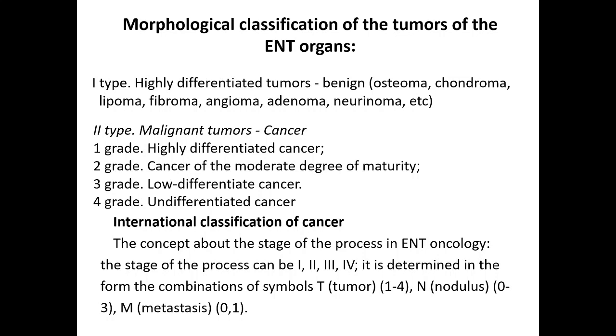The concept of the stage of the process in ENT oncology. The stage of the process can be first, second, third, fourth. It is determined in the form of a combination of symbols: T, tumor, from 1 up to 4; N, nodules, from 0 to 3; and M, metastasis, yes or no, 0 or 1.